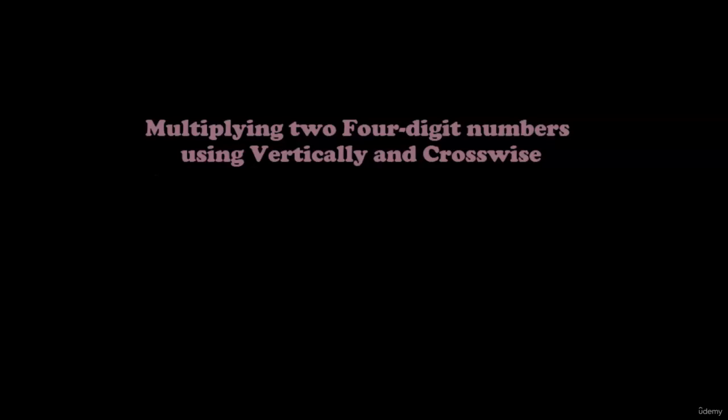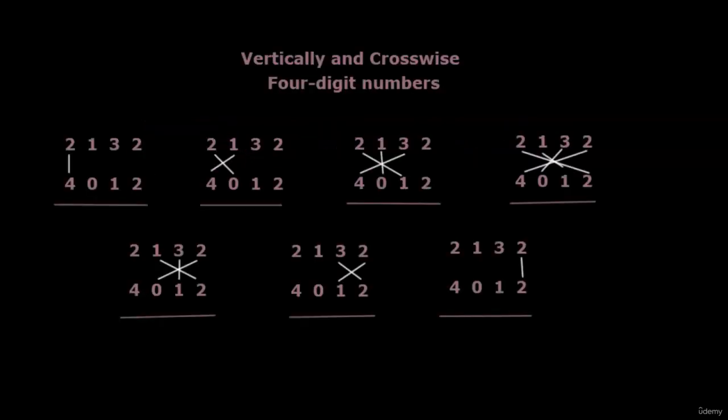Hello and welcome. This lecture is based on multiplying two 4-digit numbers using vertically and crosswise technique. In case of multiplication of 4-digit numbers, first of all we have to multiply vertically in the leftmost column and then crosswise in the first and the second column, and in the third step we have to multiply crosswise in the first and the third column and vertically in the second column.